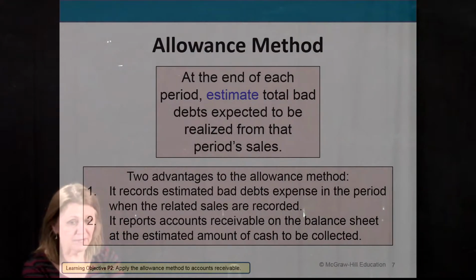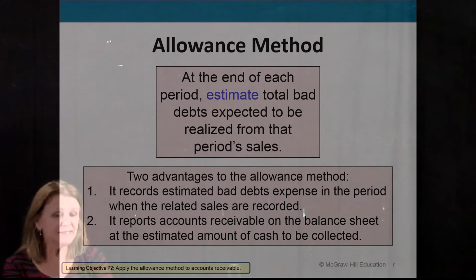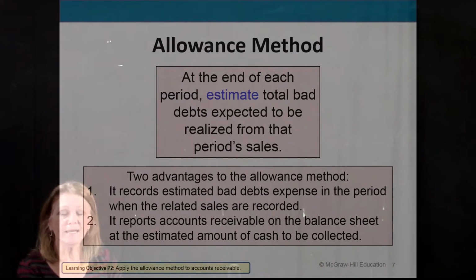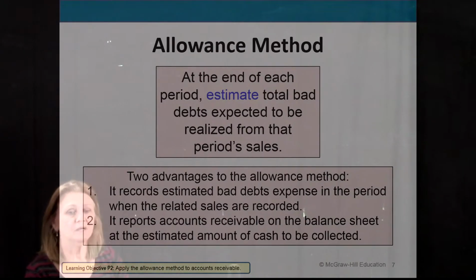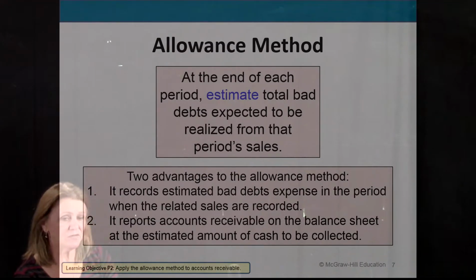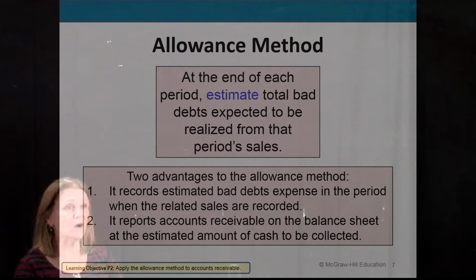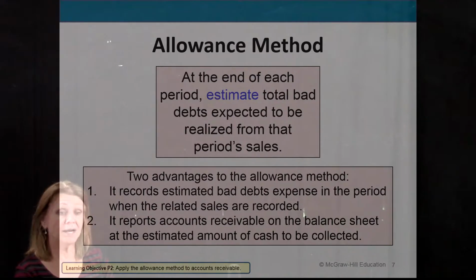Okay, here we go. So we know direct write-off method. You've got that one figured out. It's easy: bad debt expense, accounts receivable credit, and it just writes it off. But at the end of each period with the allowance method, we estimate the total bad debt expected to be realized from that sales period. So we're going to look at history. We're going to look at how we know the people who buy from us. We know our customers, and we're going to make an estimate on how much we think our bad debts are going to be for this last year, for 2018.